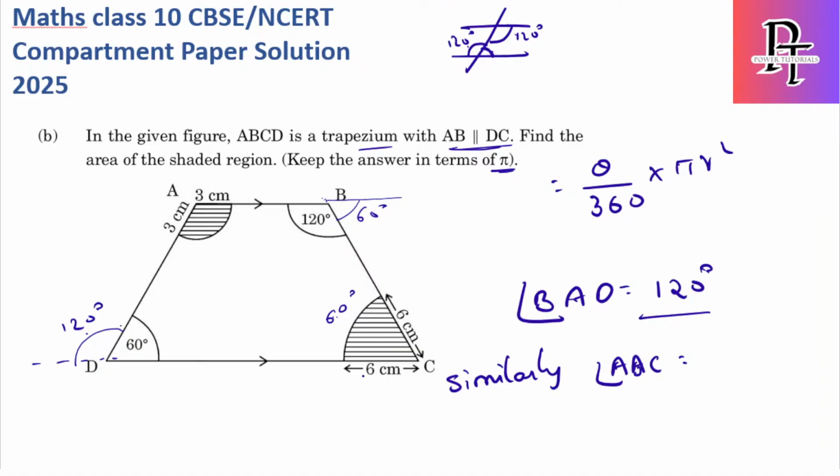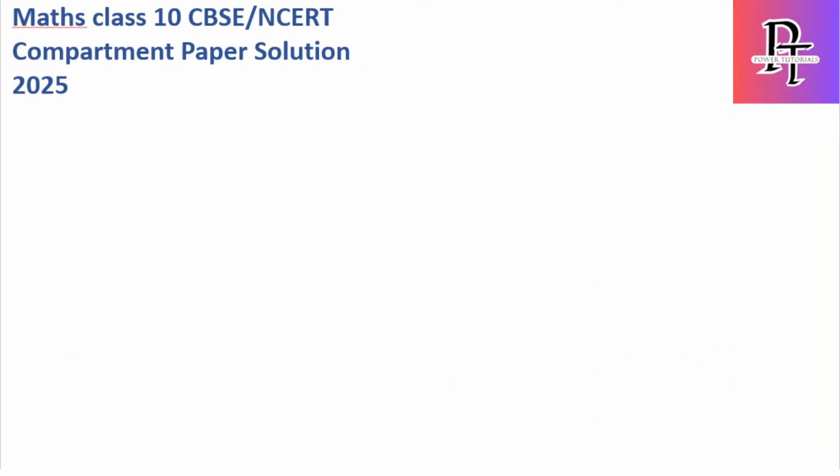Angle BCD or A, okay, ABC we already know. Angle ABC is 120 degrees, so angle BCD is equal to 60 degrees. Okay, now let's use these two angles and get the area of the shaded region.